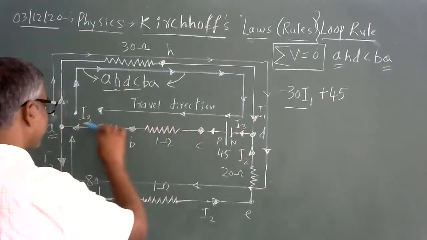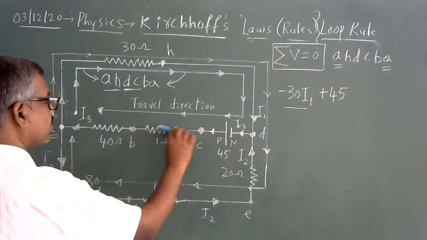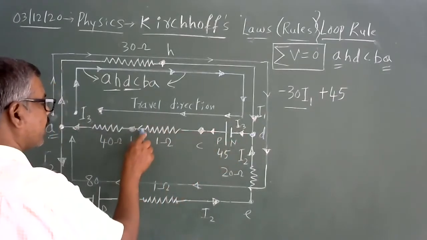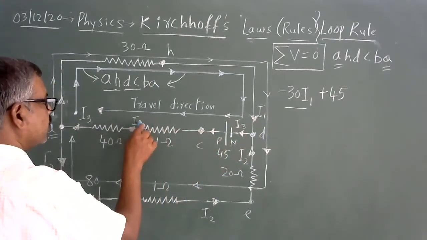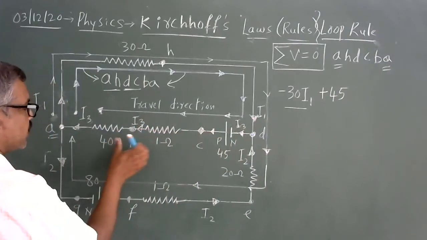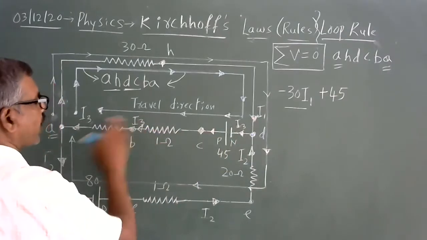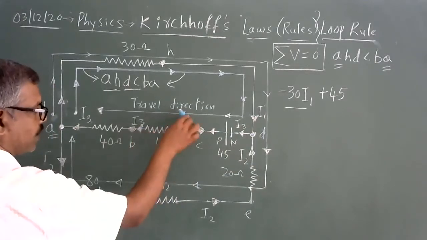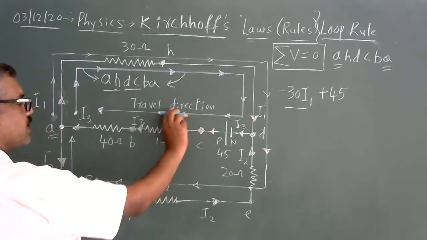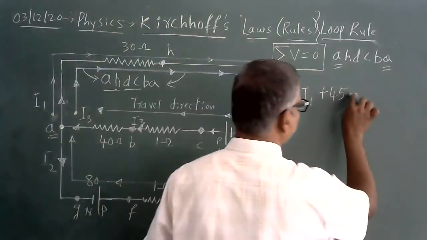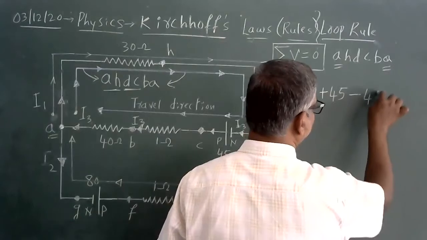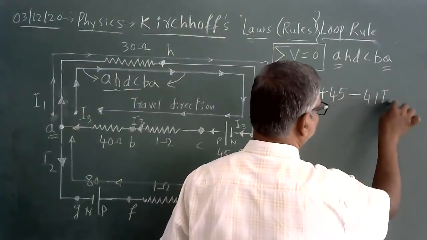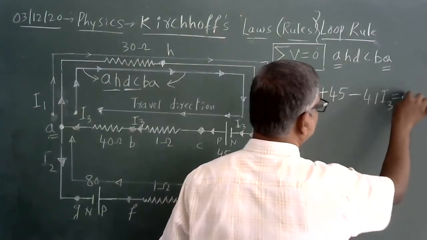And if the current is I3 here, here also I3, the same current is flowing here. I can take I3 as the current. Hence, the potential difference across these two resistors is taken as 41 into I3. Since the direction of travel and the direction of current are the same, I can take minus 41 I3 equal to 0.